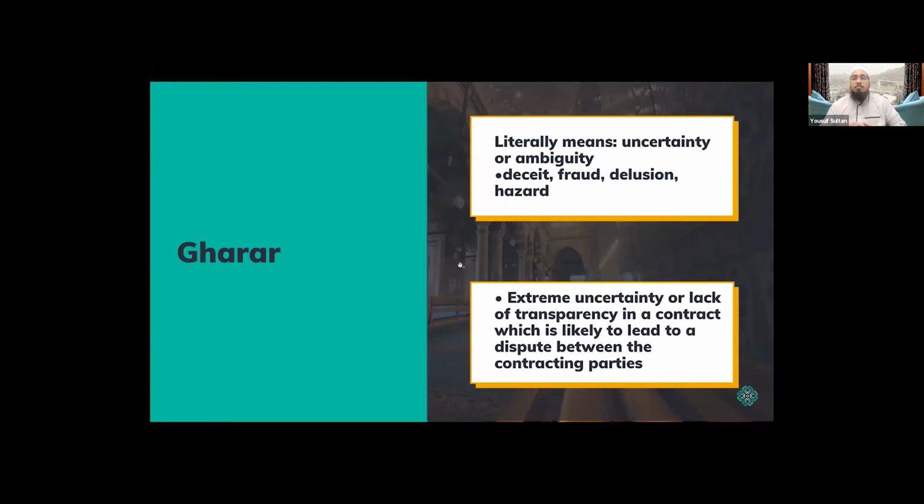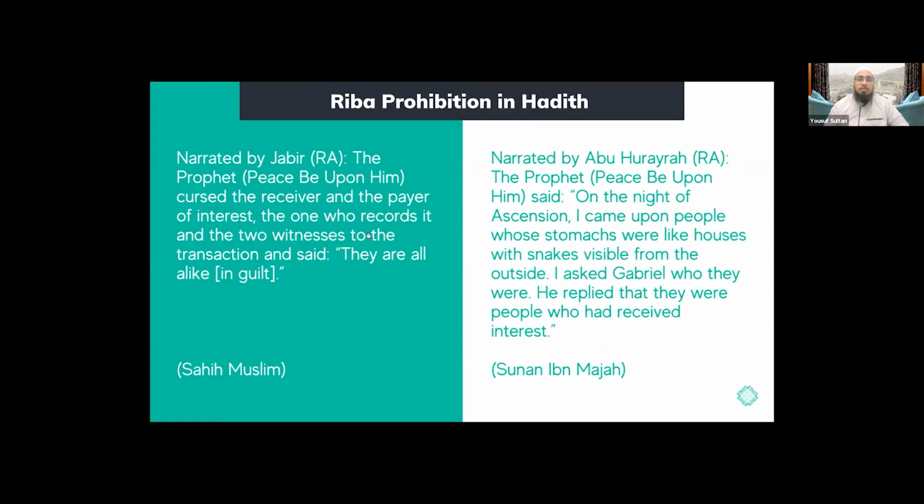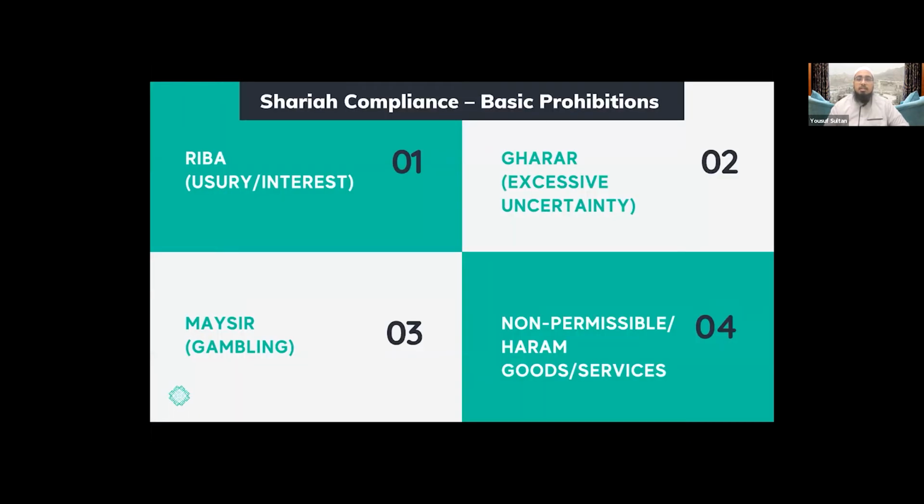Okay, so if you recall, we were discussing prohibited elements. Basically, we mentioned that the basic prohibitions in Sharia are riba, then gharar, maisir, and some non-permissible haram goods or services. So I will go through the remainder very quickly, inshallah, so that we can go to the topic for today.